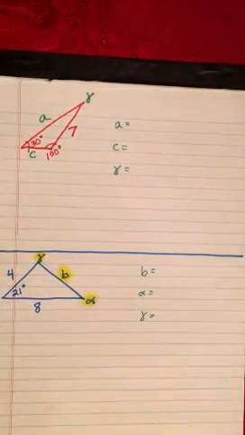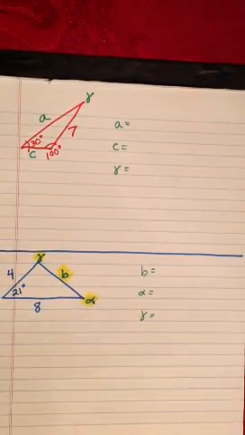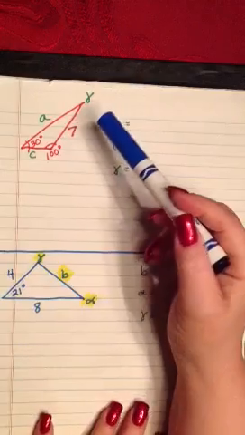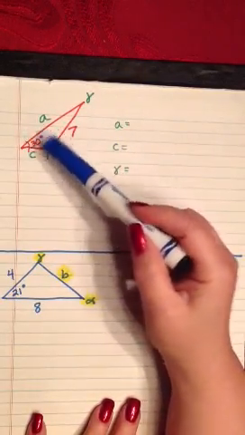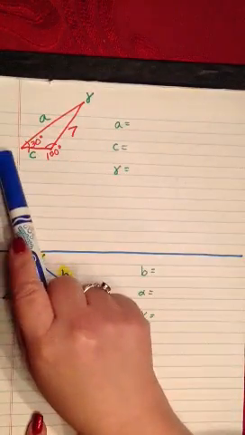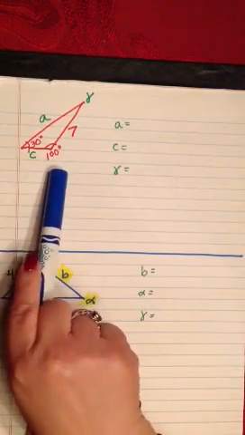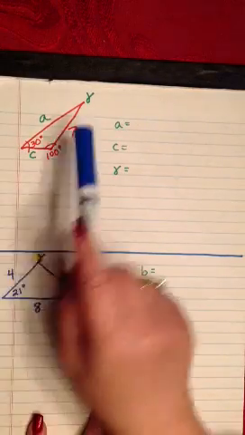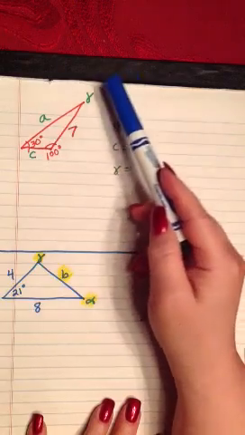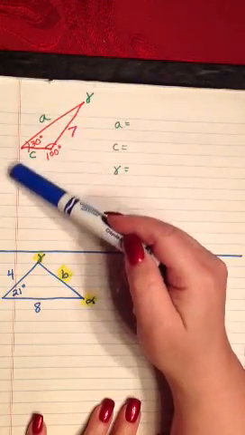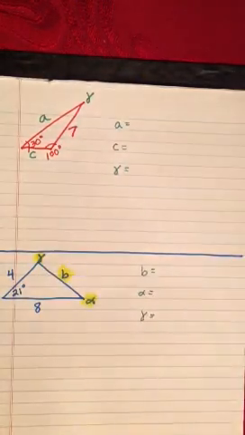Alright, now we're going to go about solving some triangles. So my first situation here, I was given that this angle right here is 30 degrees, this angle is 100 degrees, and this side here is 7, and I'm asked to find side A, side C, and gamma.